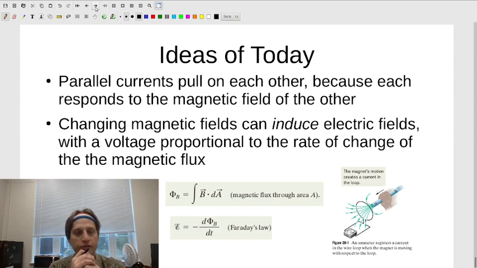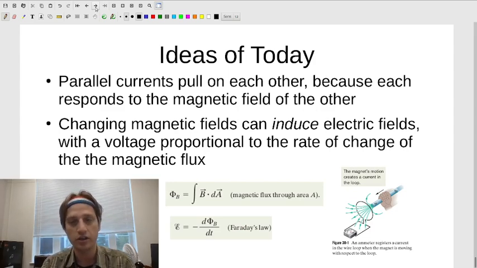Okay, so that's enough for today. We learned that parallel currents pull on each other because each of them responds to the magnetic field of the other one. We learned that changing magnetic fields can induce electric fields with a voltage proportional to the rate of change of the magnetic flux. And we're going to need to do a little bit more practice with that. So in our next video, we're going to work on practicing that with something called Lenz's law to help us figure out the direction that the voltage is directed.